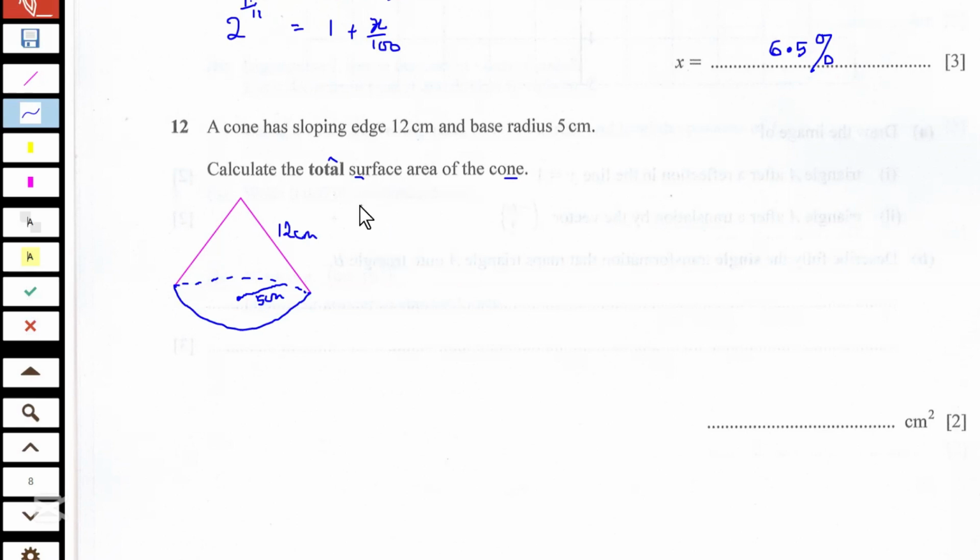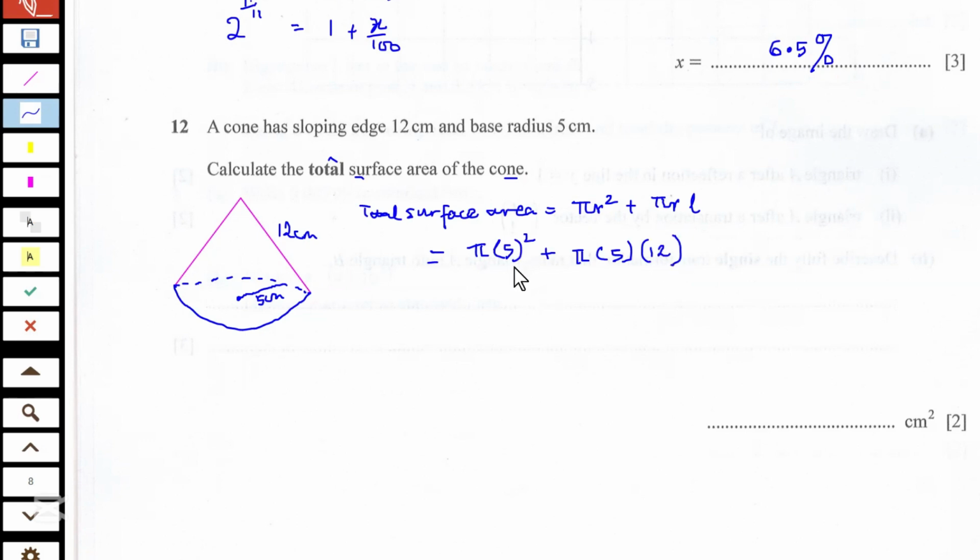Let's say total surface area. It's given by the formula pi r squared plus pi rl. Now, pi r squared, the radius is 5. So we're going to have pi times 5 squared plus pi times the radius, which is 5, times the slant height, which is 12.